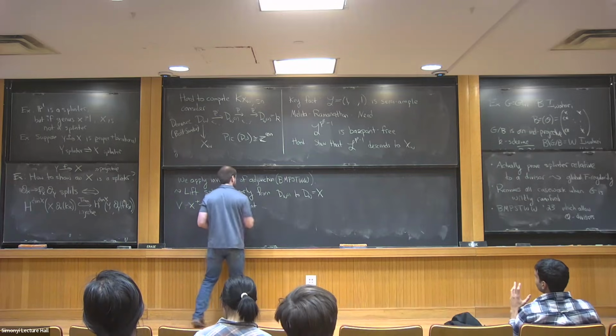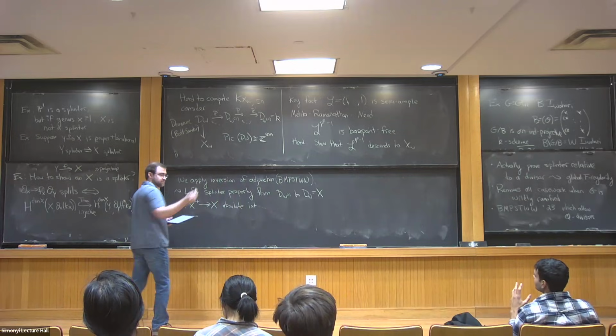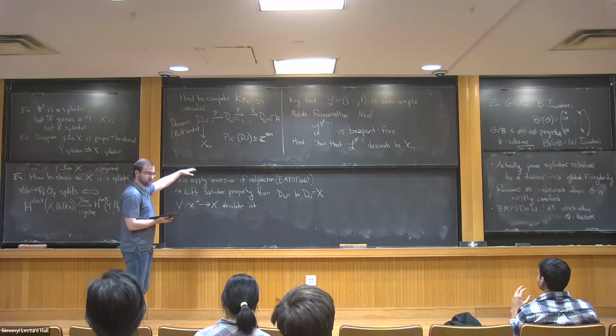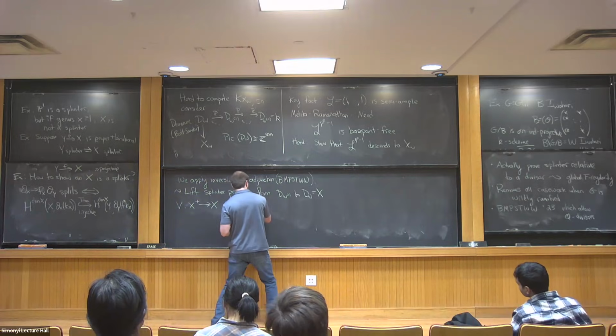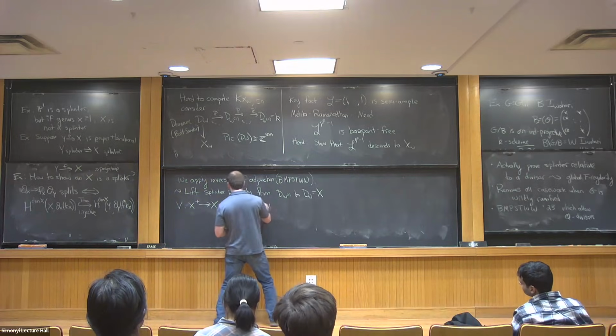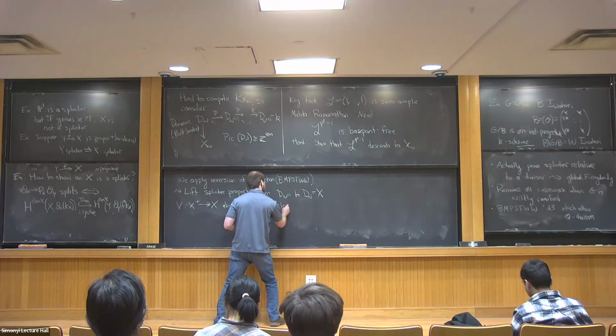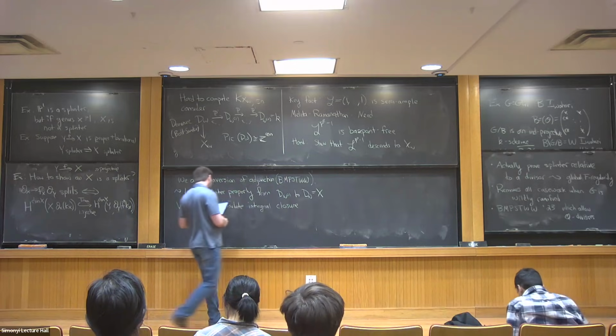So you're still at the finite case? No, I'm actually doing everything, all of it, affine or non-affine. It's an identical argument for all of them. Absolute integral closure. Okay.